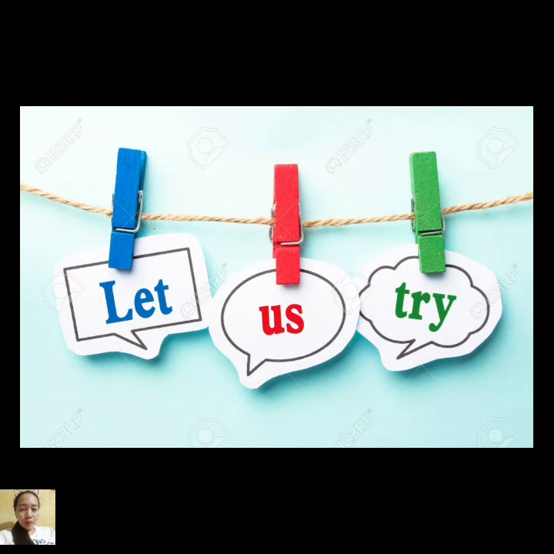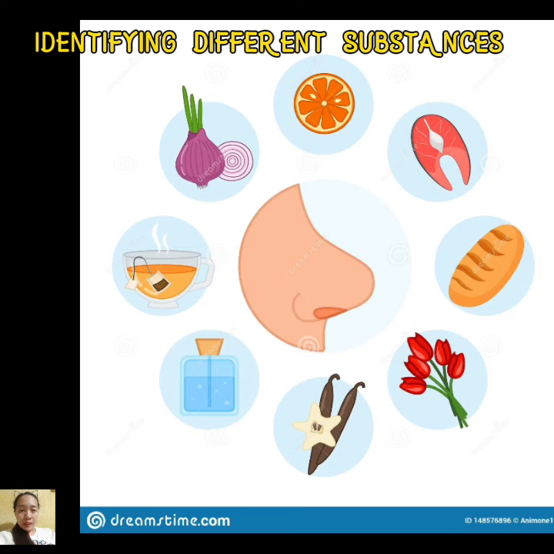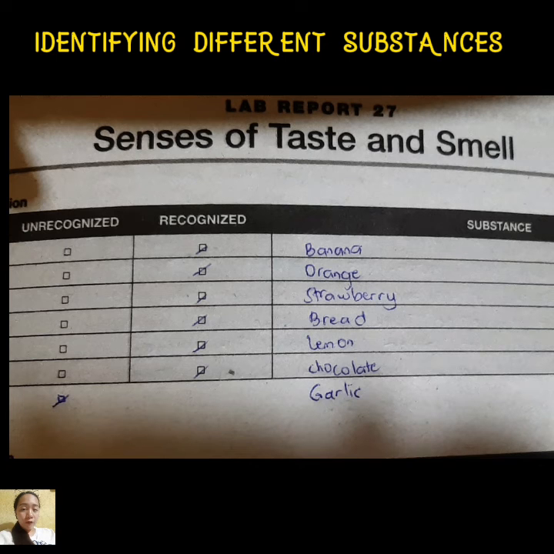Let us try some activity from our laboratory manual, wherein we watched a short clip in which a boy was blindfolded and identifying different substances. Within that video clip, the boy was able to identify the smell of banana, orange, strawberry, bread, lemon, and chocolate. And then he was not able to recognize the smell of garlic.